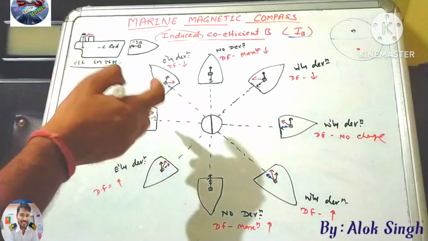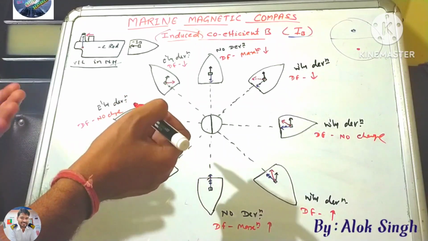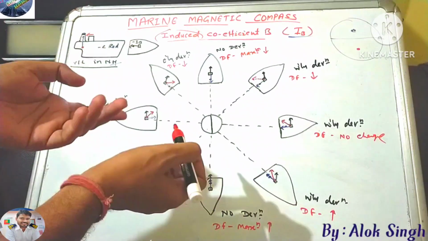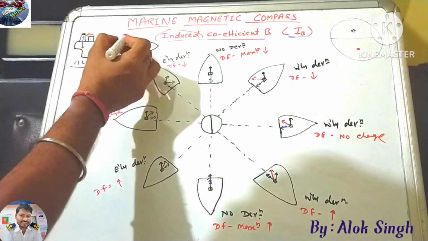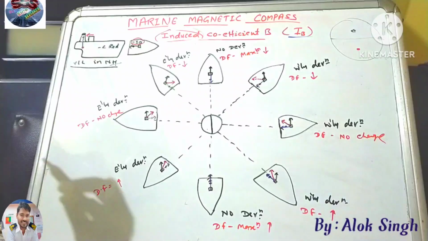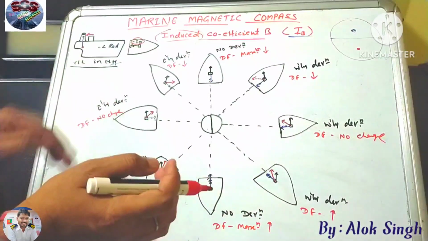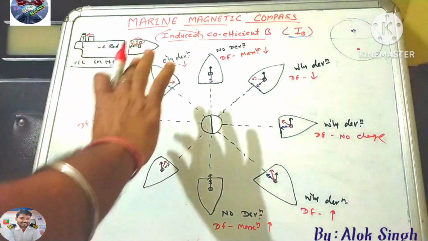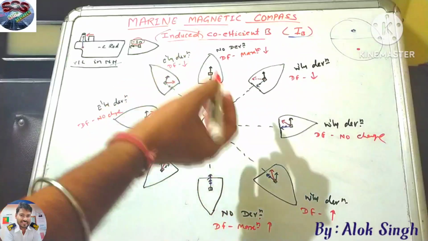In our previous slide, I told you that if it is acting towards aft, it will become minus. If it is acting towards forward, then it will become plus IB. So it is acting towards aft, that's why it becomes minus IB. And for this one I have drawn the cardinal and intercardinal conditions, or the deviation for the 360 degrees, in which we'll see.